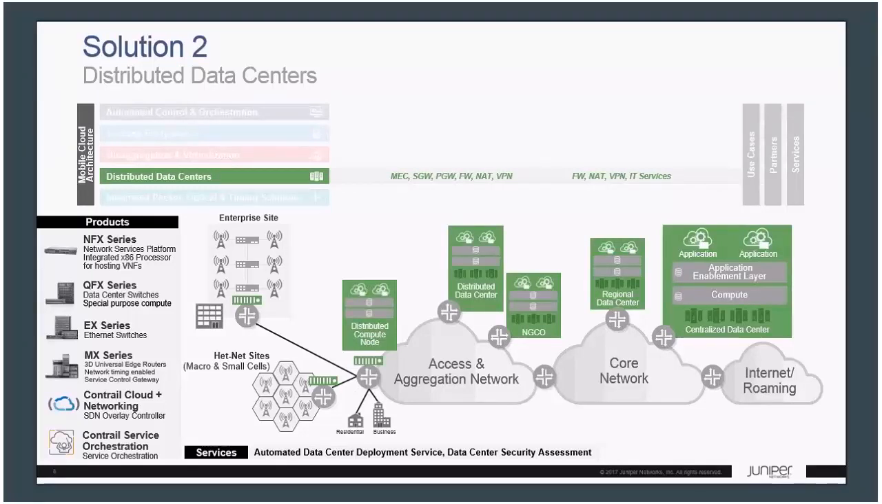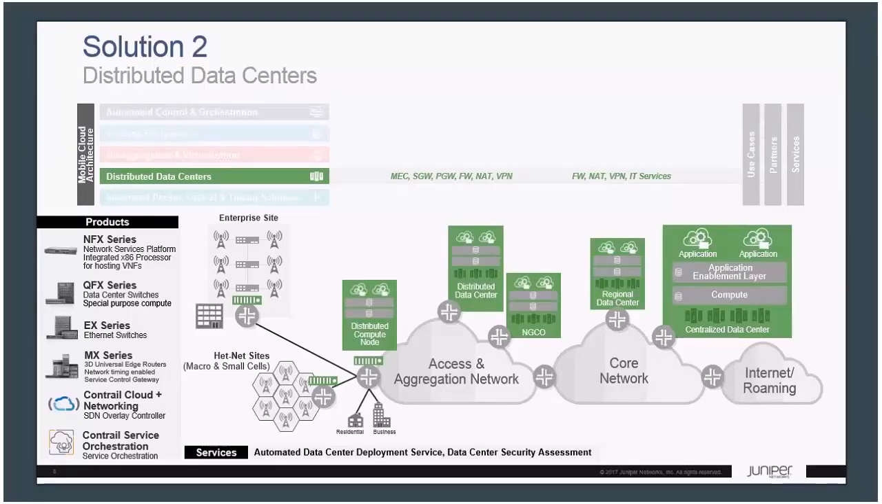Similar to the previous slide, you can see the product lines that support this solution area on the left side. As I mentioned, the NFX series, which is our network services platform, our QFX series, which is our data center switches, EX series, which are our Ethernet switches, MX series, which are our universal edge routers, and also this is supported by Contrail Cloud and networking, and also Contrail service orchestration.